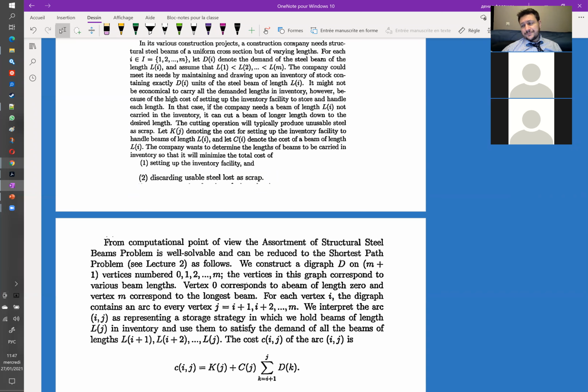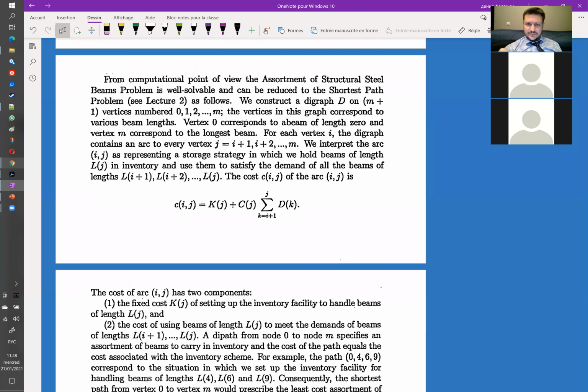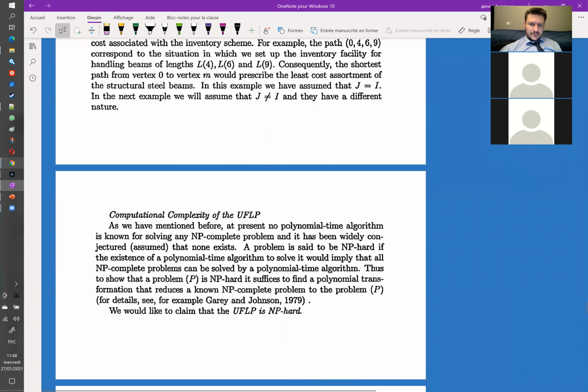It's more about like a survey or review of these problems. It's a very fast one. And we can see that from the computational point, this problem, assortment of structural steel, is well solvable and can be reduced to the shortest path problem. And maybe you remember that we have Dijkstra algorithm for this that is very fast and so on. So we can construct a graph, and we have special correspondence there, and we can solve it. Okay, I will pass through.